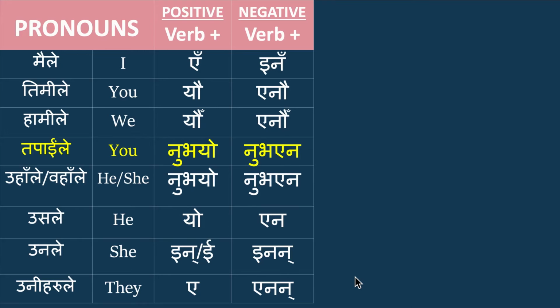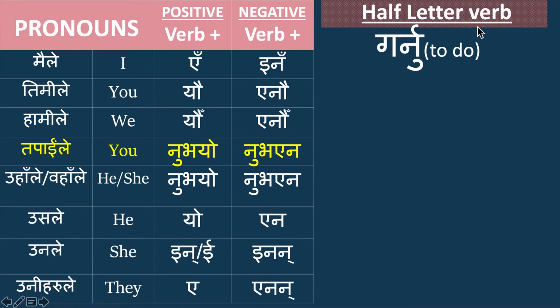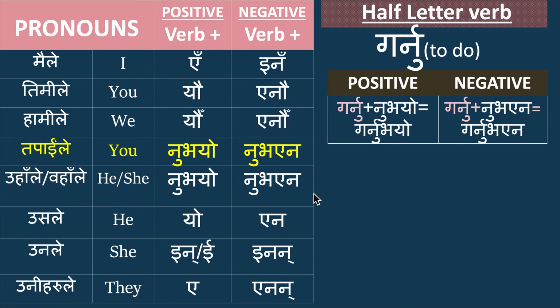Let's do for तपाईले. Here, conjugation of tapaile, uhale is same in the positive as well as in the negative. Let's take half letter verb again, garnu. Garnu plus nu bhayo, garnu bhayo. Here nu from the main verb is removed and nu bhayo is added, which makes garnu bhayo. Garnu plus nu bhaina, same rule. Nu from the main verb is removed and nu bhaina is added, garnu bhaina.